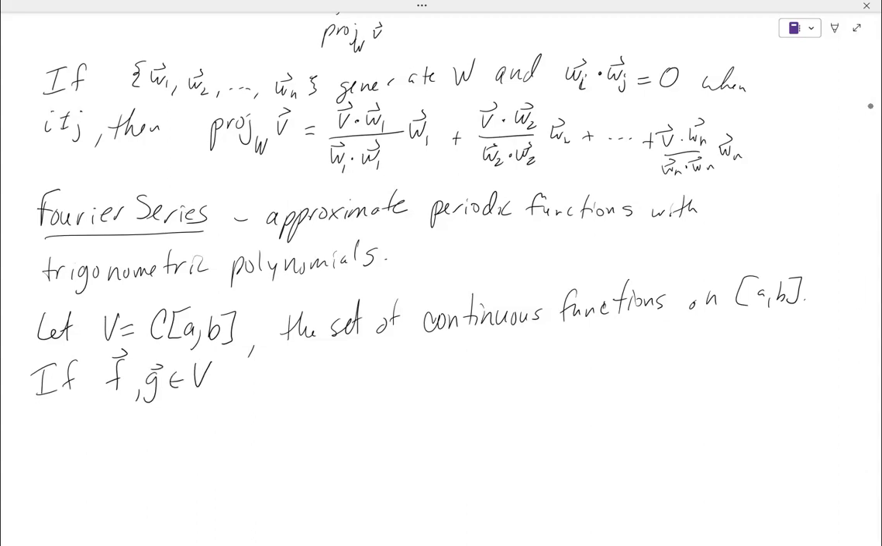If these are in my vector space, so if my f and my g are in V, then we define the inner product, or the dot product, of f and g as the product of the two functions and then integrate. So you take your f times your g and integrate over a to b. So that's how we do an inner product here. Inner products are dot products. The word means the same thing. Inner product is more fancy.